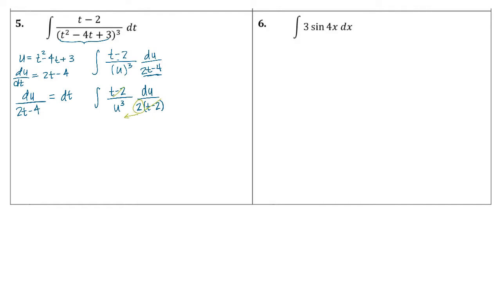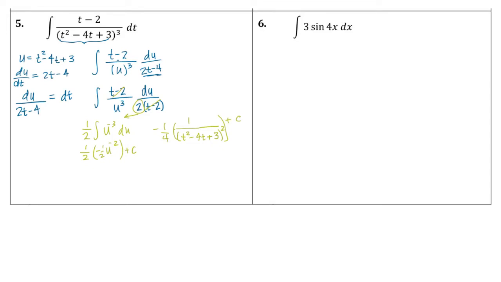Move out that 1/2. So we have 1/2 times the integral of u to the negative 3 du. And again, the same process: we're going to add 1 to the exponent. That tells us what to divide by, so that's negative 1/2 as well, plus c. Putting everything back together, we should have negative 1/4 times 1 over (t squared minus 4t plus 3), and that's all squared. And then we have our plus c.